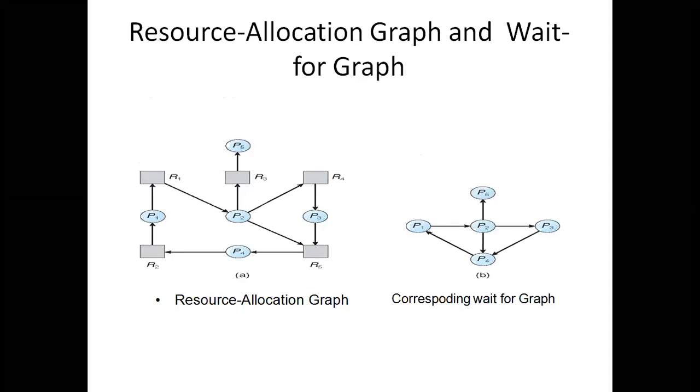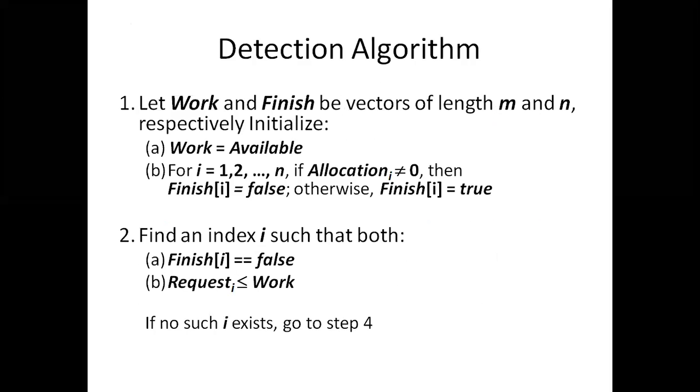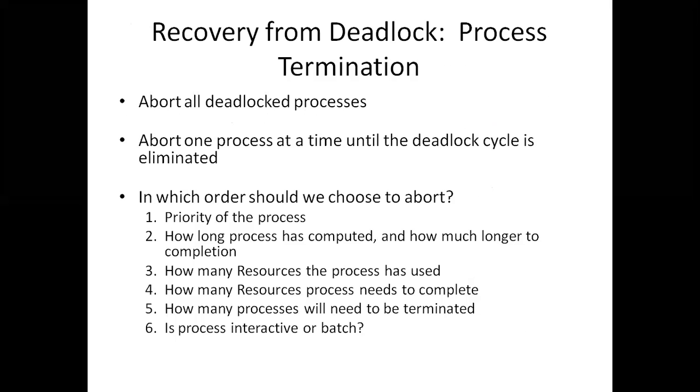Which process do you need to abort in order to remove the cycle in the graph? That is called recovery from the deadlock. Abort all the deadlocked processes. That is the first technique. Within the cycle, however many processes are involved, you remove all of them. That is one technique. And the second technique: abort one process at a time until the deadlock cycle is eliminated.